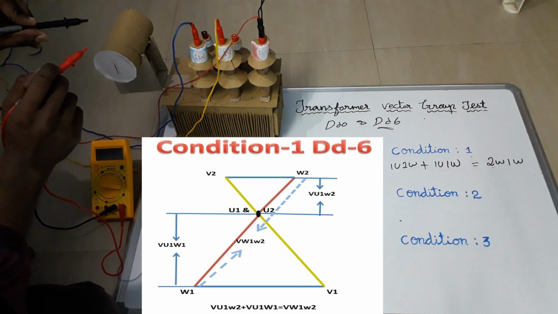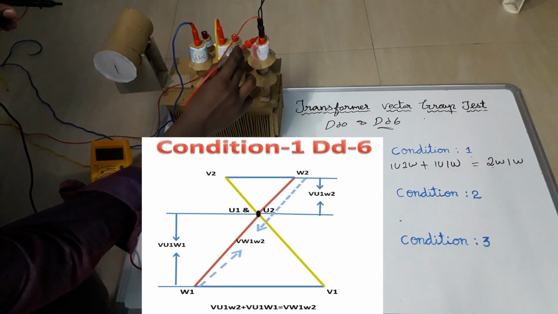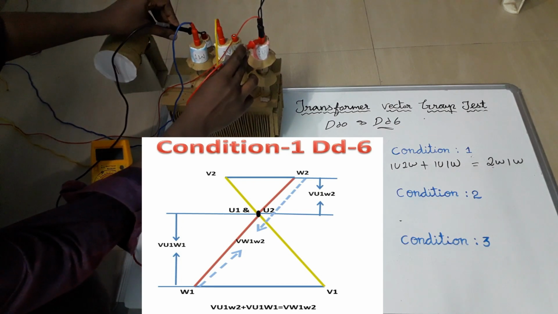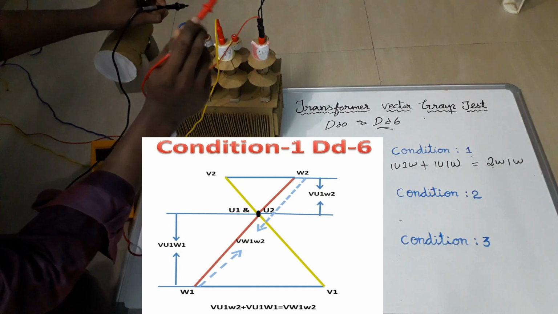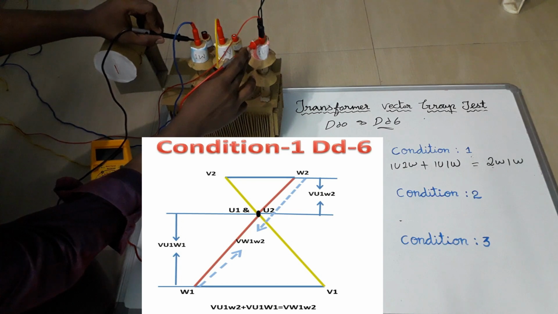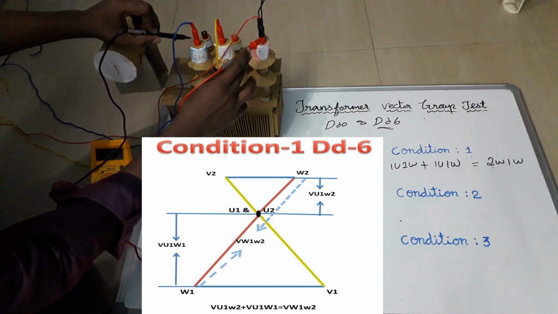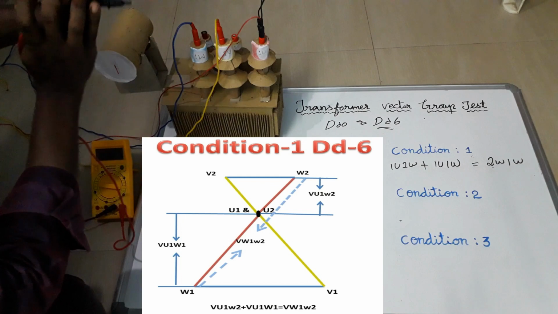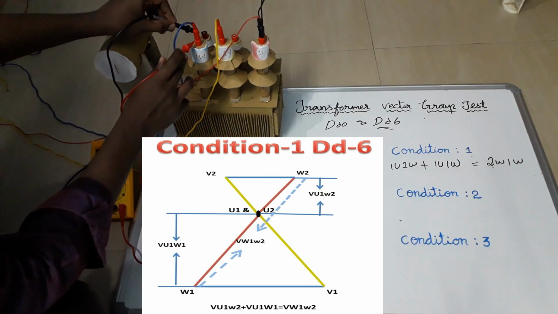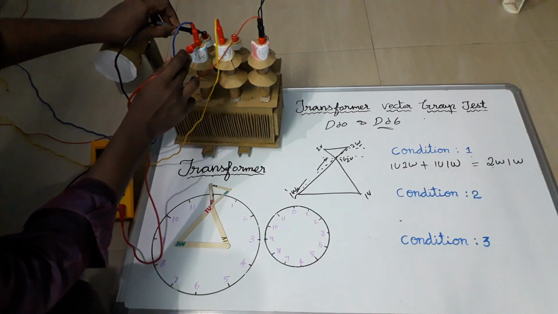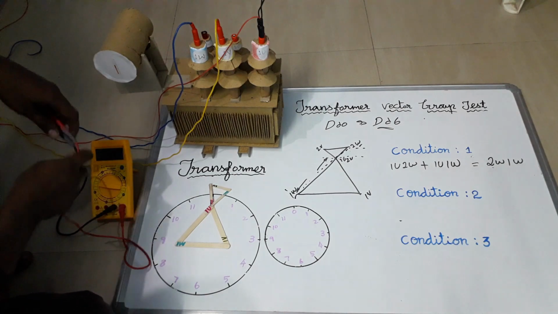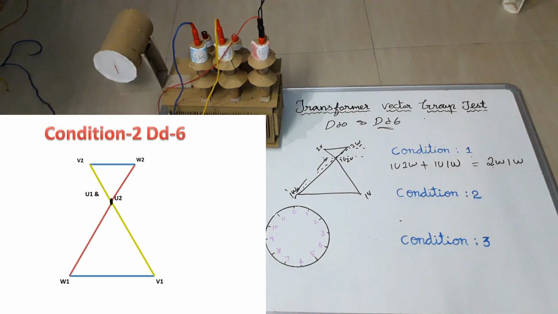Here we have to check R phase of your HV and B phase of your LV. You have to note the value, then you have to check the phase to phase, that is R phase of your HV and B phase of your HV. When you sum these two values, this should be equal to B phase of your HV and B phase of your LV, 2W, 1W value. If this is satisfied, then condition 1 gets satisfied.